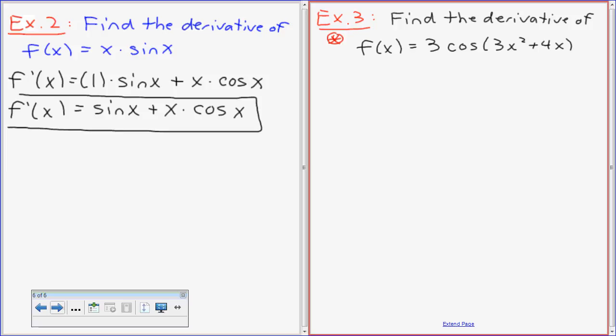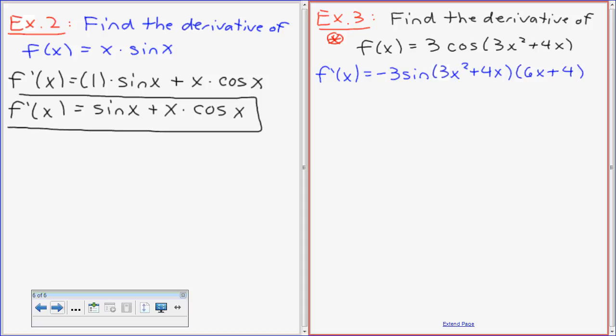Well, first of all, what you're doing is you're taking the derivative of the outside. So what's the derivative of 3 cos? Negative 3 sine. So we'll say f prime of x. Okay, this is a chain rule, which means then you're going to have to take the derivative of the brackets. Tanner, what's the derivative of 3x squared plus 4x? 6x plus 4. Good.